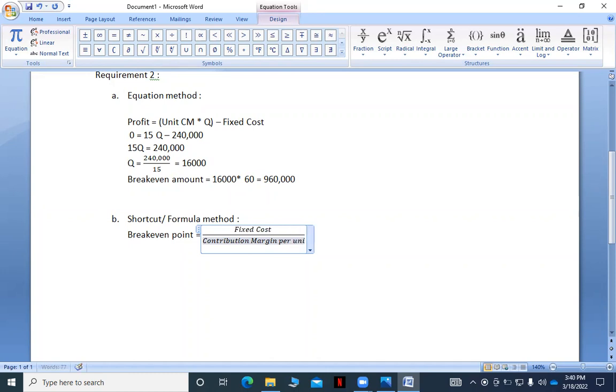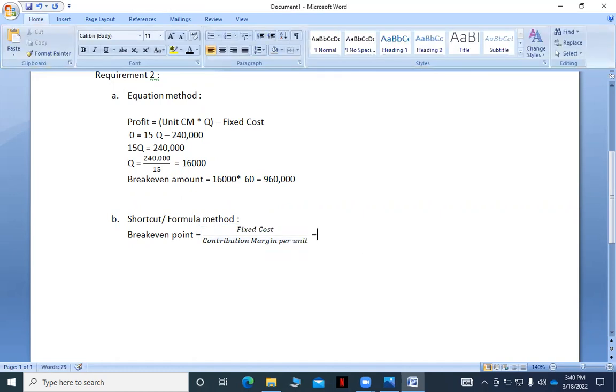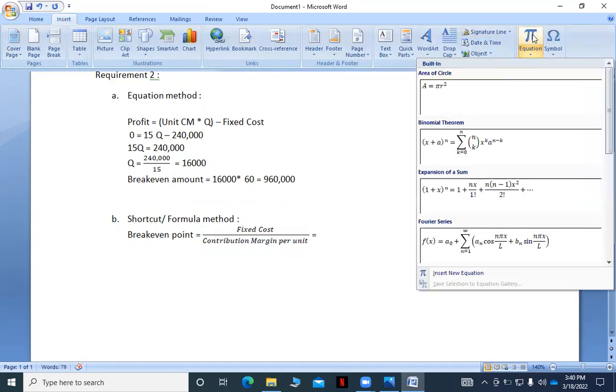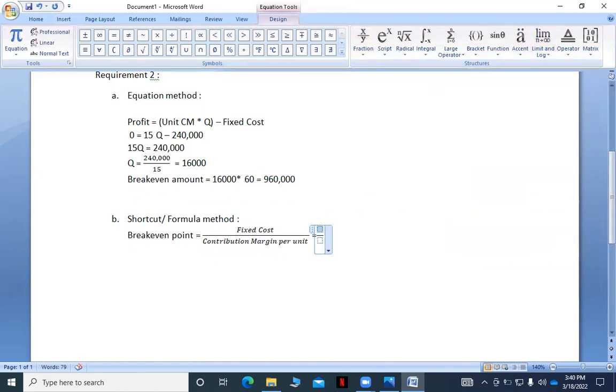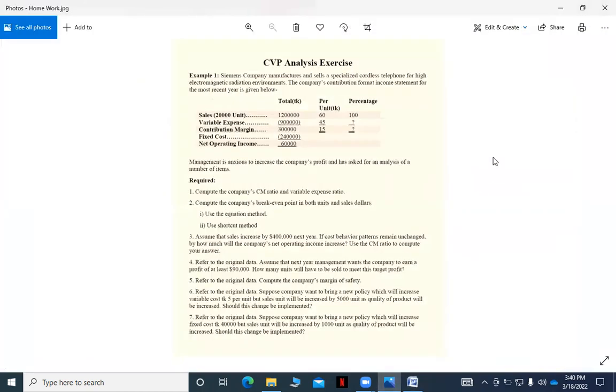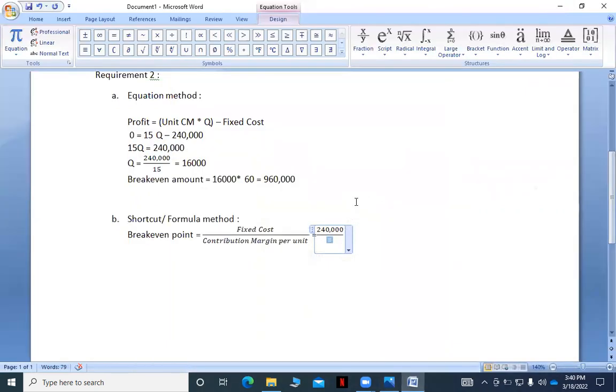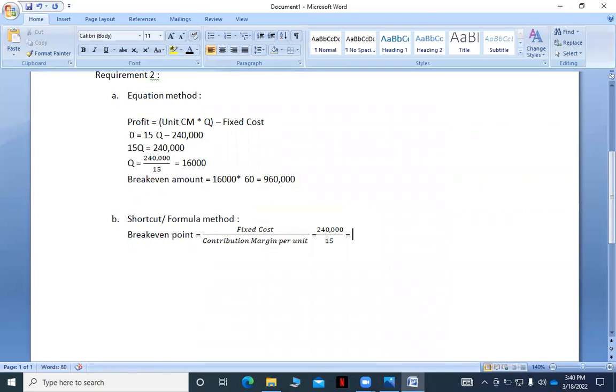So let's write it, unit. Here, fixed cost you already know, that is 2,40,000. Now 2,40,000 divided by contribution margin. From our question, we have seen that our contribution margin is 15. So we divide it by 15. How much will it be? I think it is the same, right? 16,000.